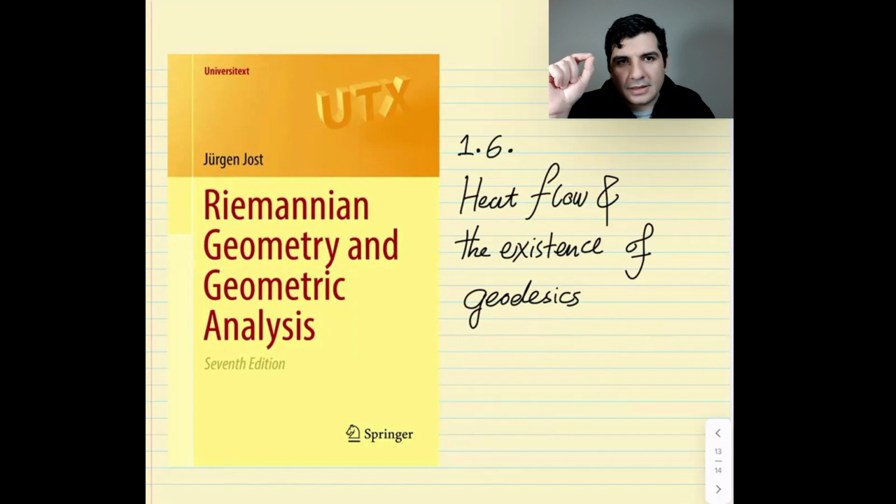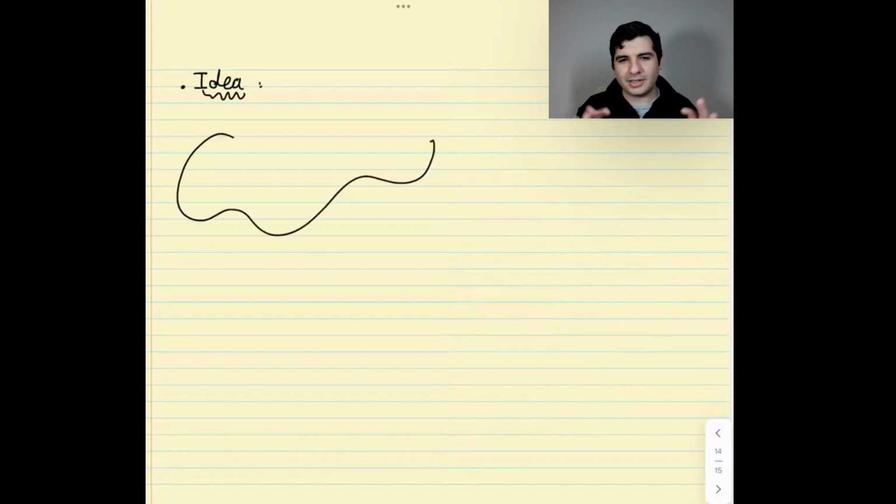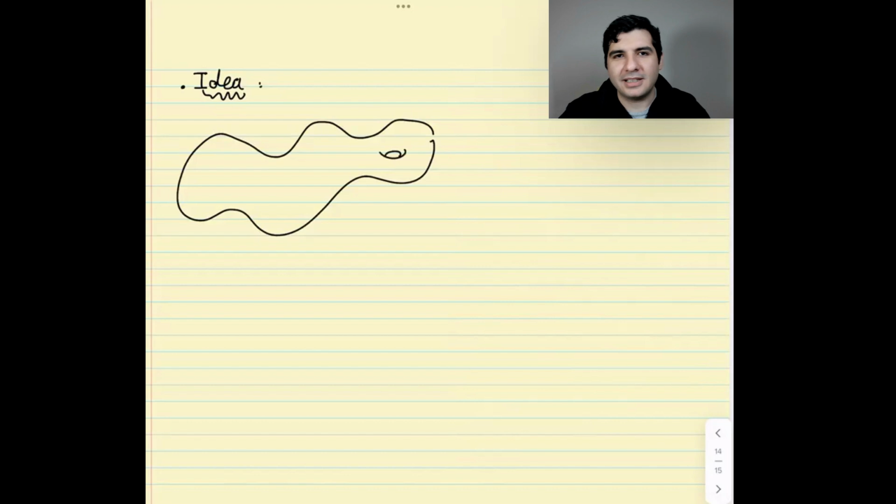A good reference for that is this book by Jürgen Jost, Riemannian Geometry and Geometric Analysis, section 1.6. The 7th edition is a good one. The section is called Heat Flow and the Existence of Geodesics. I'm just going to give a very, very shallow, rough idea of that. If you'd like to see a real detailed proof, not actually complete, but with more details, you can take a look at that book.